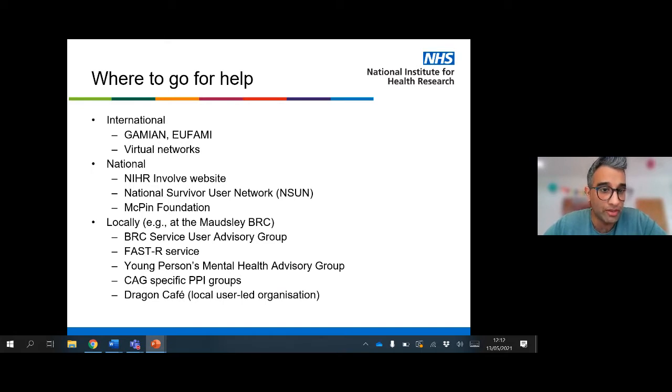There are lots of national services. So there's the NIHR Involve website, which has tons of resources, and all our PPI contributors contribute to the website and the material that's on it. There's the Survivor User Network, and there are tons of charities as well. There are increasingly more charities doing PPI work, like nationally there's the Pin Foundation, who also do a lot of work with us.